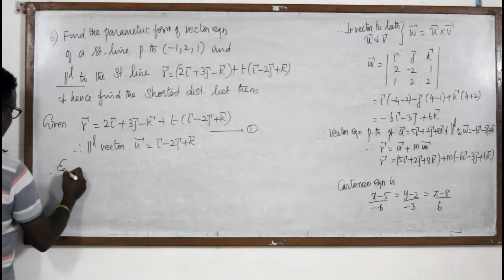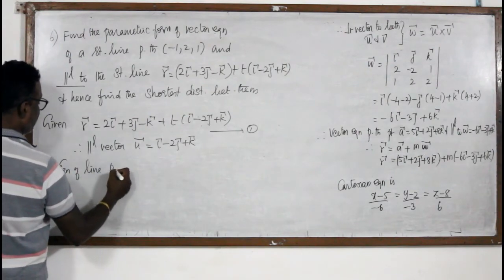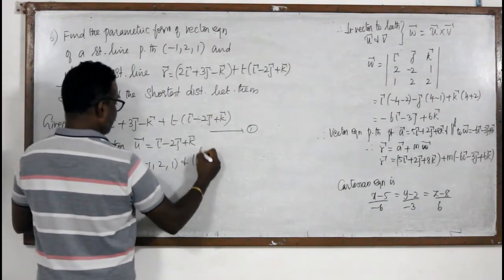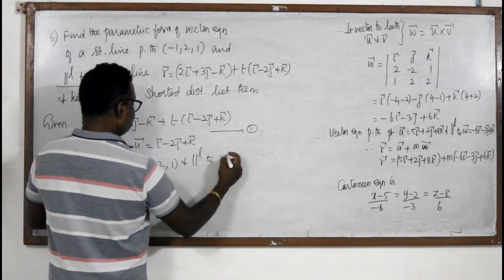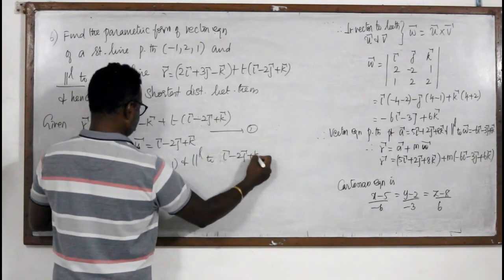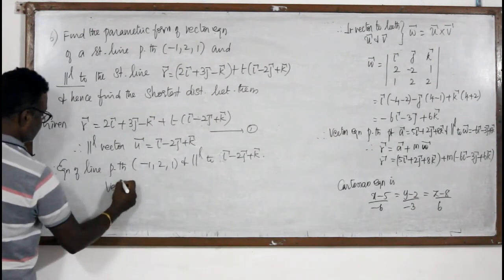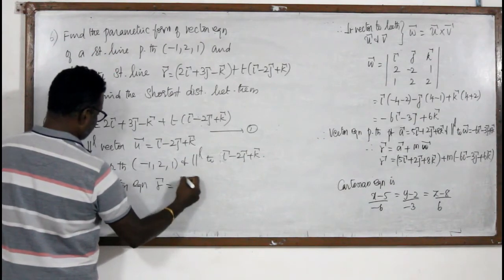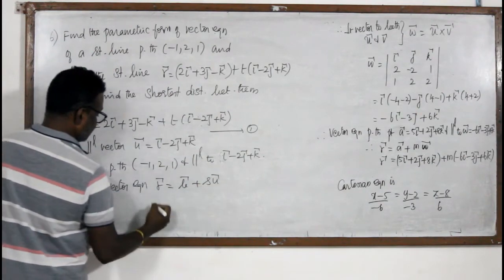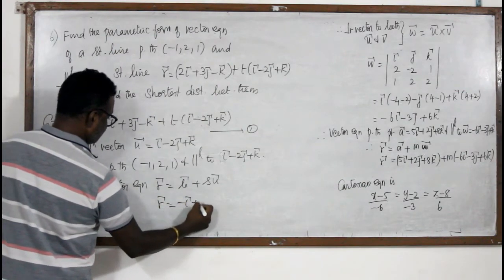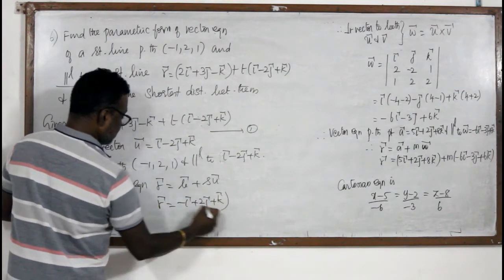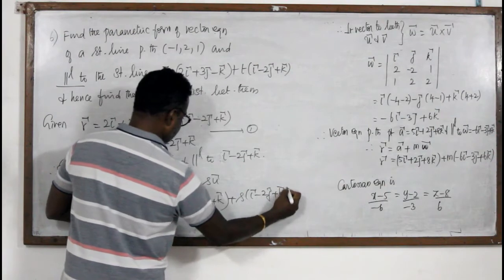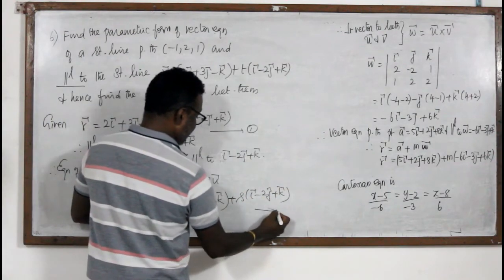Now, the equation of the line passing through minus 1, 2, 1 and parallel to i minus 2j plus k, then the vector equation is r vector equal to this b vector plus some s u vector. That is r vector equal to minus i plus 2j plus k plus s into i minus 2j plus k vector. So this is the parallel line.